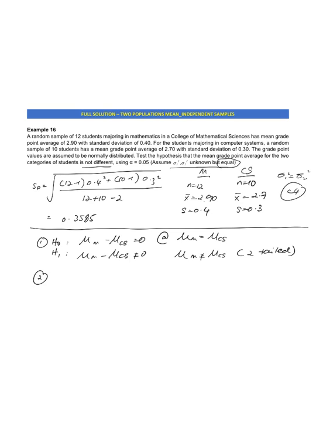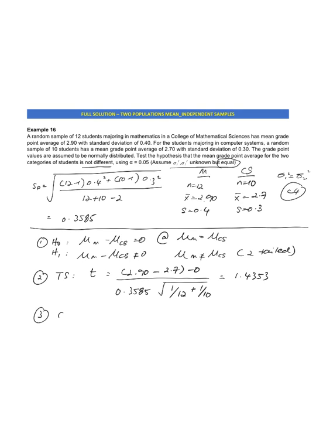Okay, step yang kedua, calculate the test statistic. So test statistic kita T lah, sebab N kita kecil, kita tak tahu population variance, then we assume the variance are equal. So the T would be equals to 2.9 minus 2.7 minus 0 over SP 0.3585 times square root of 1 per 12 tambah 1 per 10. And finally we get the answer is 1.4353.